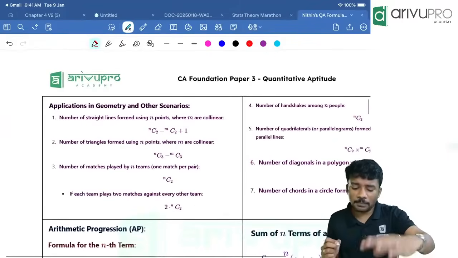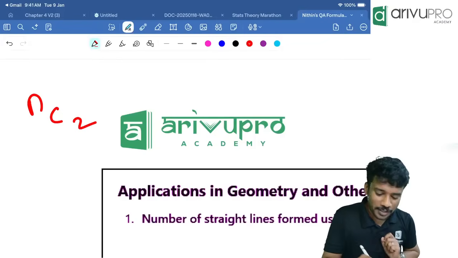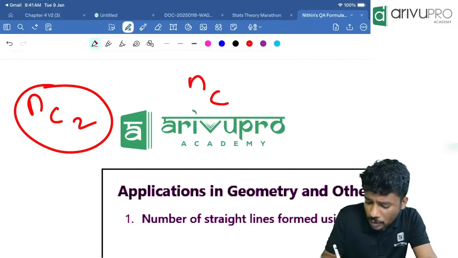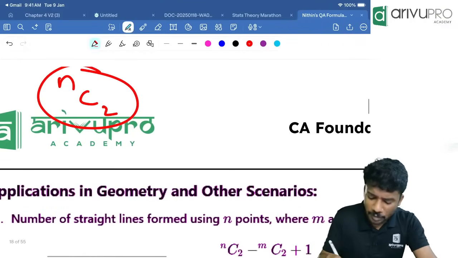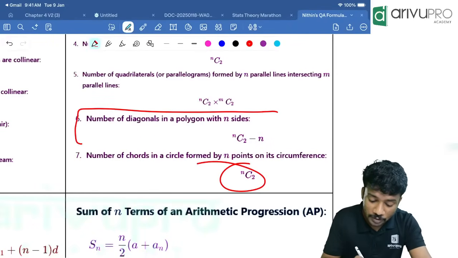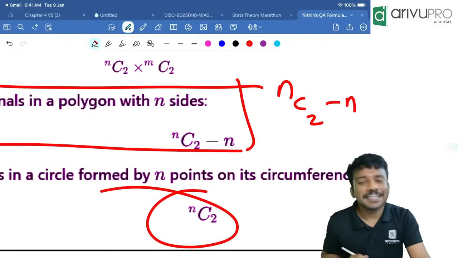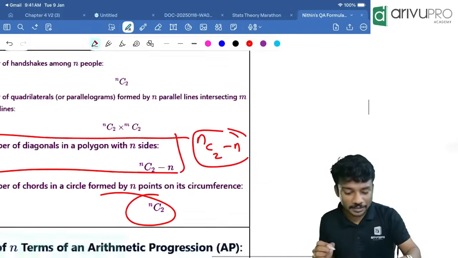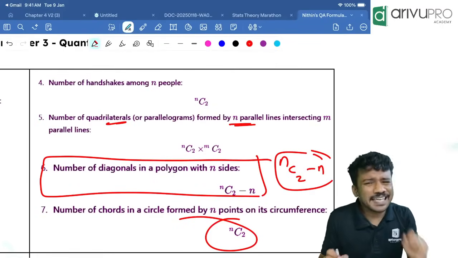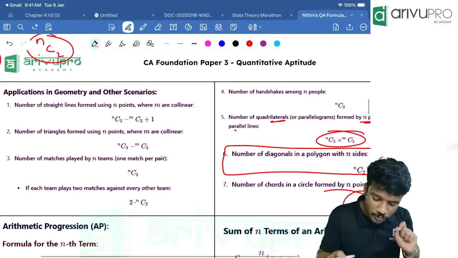Now, some of the important applications you need to remember. People, the number of handshakes is how much? nC2. Remember this. The number of matches played by a team, each playing against another one time, is nC2. The number of chords in a circle is also nC2. One major important formula: the number of diagonals in a polygon is nC2 minus n. Remember this, multiple questions were there in previous years based on this. Then people, the number of quadrilaterals or parallelograms formed by n parallel lines intersecting m parallel lines is nC2 into mC2. These are important formulas.